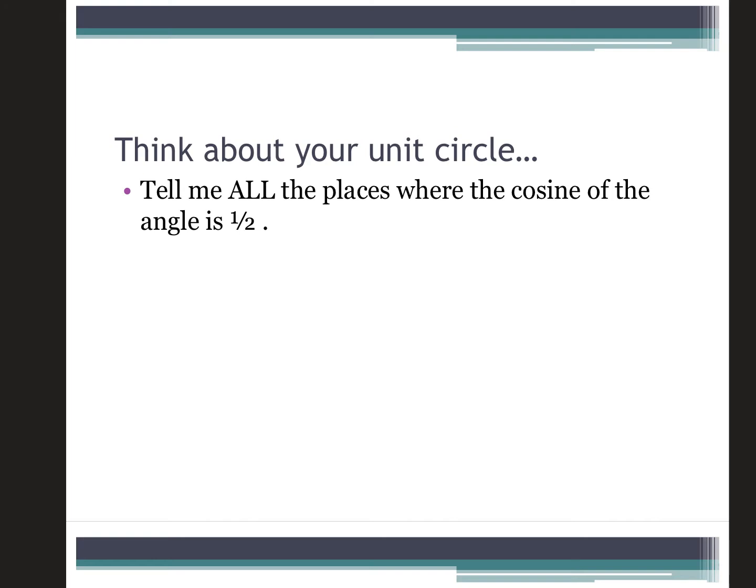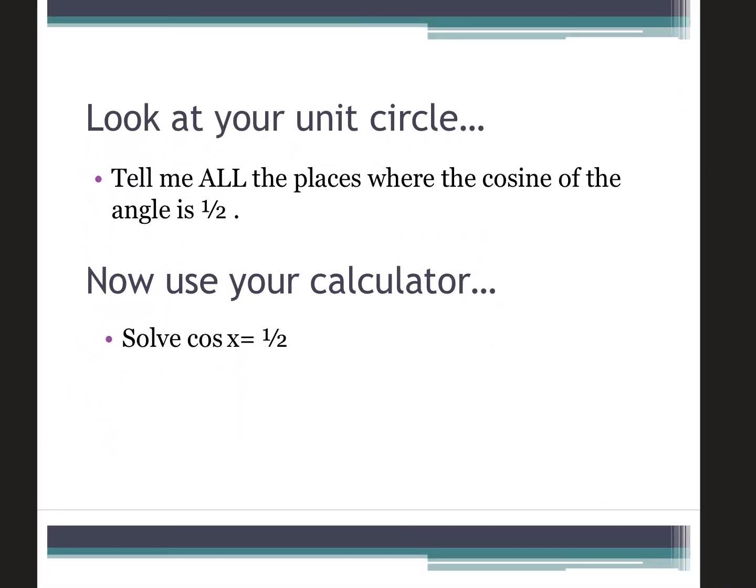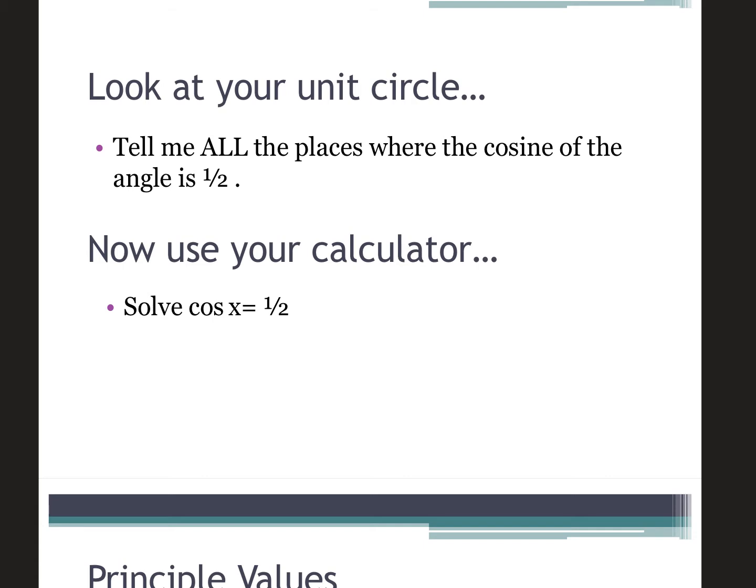So if you're trying to find all the places where the cosine of an angle is 1/2, well, cosine is positive in both the first and the fourth, right? So there's a spot here and a spot here where you have an x value of 1/2. Here it's pi over 3 or 60 degrees. Here it's 5 pi over 3 or 300 degrees. Okay? Now, how is that different when you use your calculator?